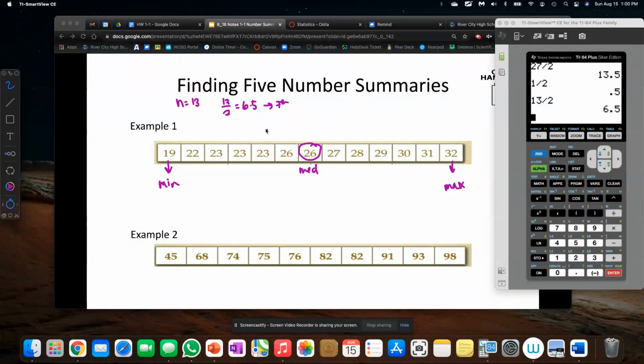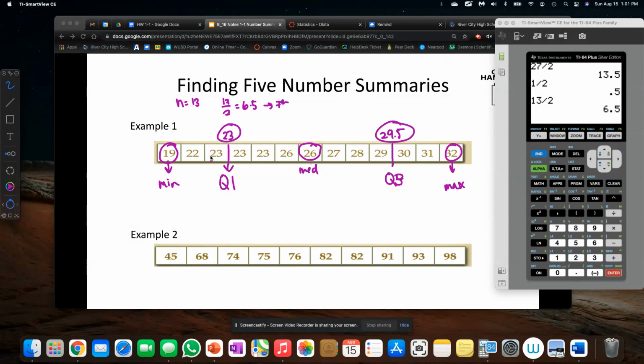And you can always double check: there's 6 below and 6 above, so I know that's the middle. Now to find Q1, we're going to take the lower half and find the middle there. We're not going to include the median. We're just going to look here. 1, 2, 3, 4, 5, 6. Q1 is going to be right here, so that's going to be a 23. Then Q3 is going to be between 29 and 30, so that's going to be 29.5. So my 5-number summary is going to be 19, 23, 26, 29.5, and 32.